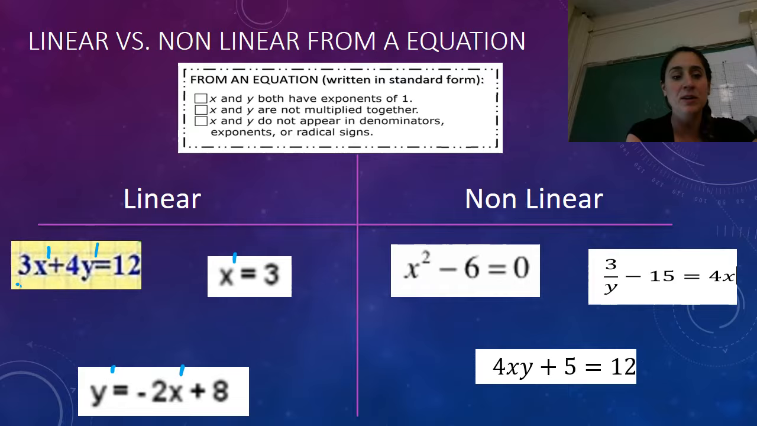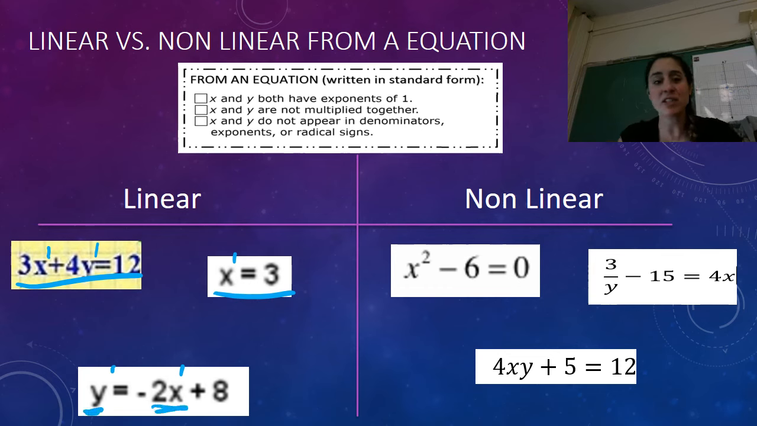If I look in this first example here, they're separated by an addition sign. This one doesn't even have y, so I know they're not multiplied together. And the last one over here is y, and here's x. Completely separate from each other, so they're not being multiplied together. The last thing I'm looking for is x and y do not appear in the denominator, as exponents, or in a radical symbol. Again, if I look at the first one, second one, or third one, I can say that's true. I don't see any of them in the bottom of a fraction. I don't see any of them as an exponent, and I definitely don't see any radical symbols. And if you forget what a radical symbol is, it looks something like that. Okay, so I know all of those are linear.